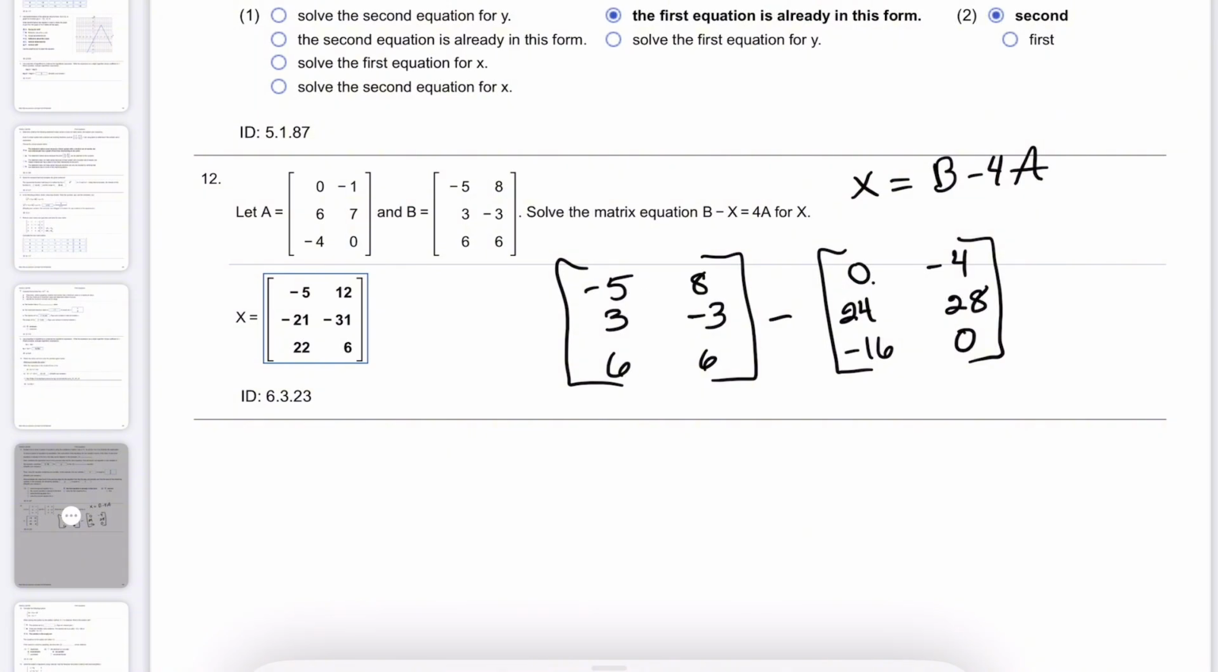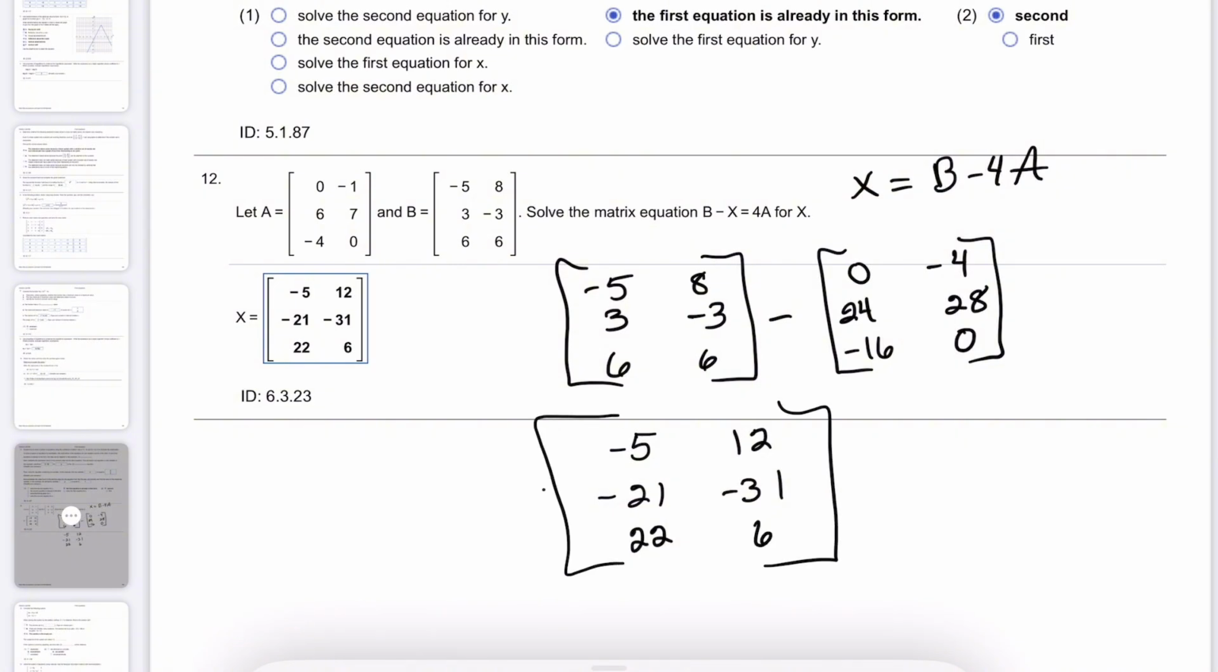So -5 minus 0 is -5. 8 plus 4 is 12. 3 minus 24 is -21. -3 minus 28 is -31. 6 plus 16 is 22. And 6 minus 0 is 6. And that is your result right here.